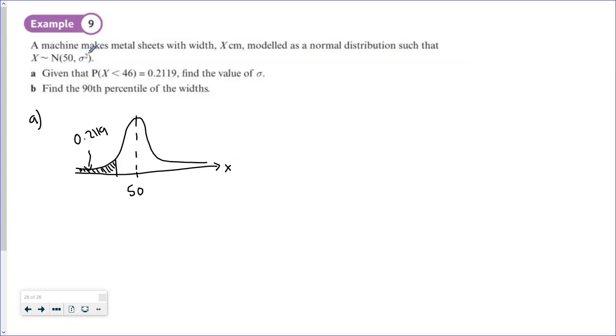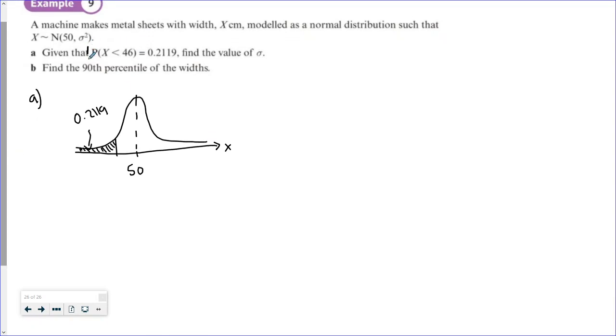Whenever we have an unknown parameter, we're going to solve this problem by standardizing. We're going to take this probability statement to do with x, and standardize it to make it a statement to do with z, standard normal. So remember that z, our standard normal variable, is going to be x take away the mean of the distribution, which is 50, divided by the standard deviation, which is sigma in this case. Remember, sigma squared is the variance, so the standard deviation is sigma. Don't forget to square root it to write down the standard deviation.